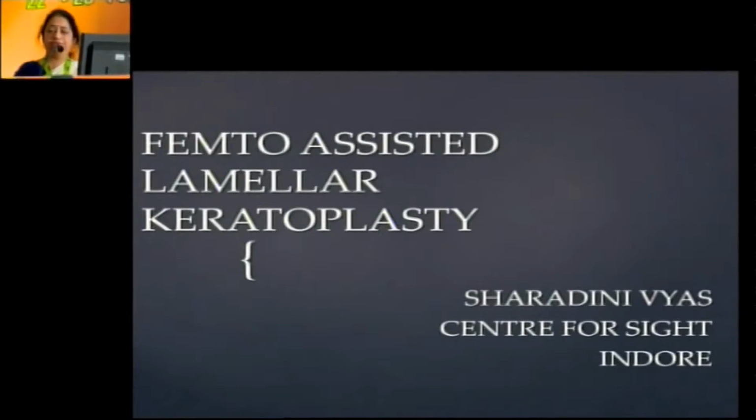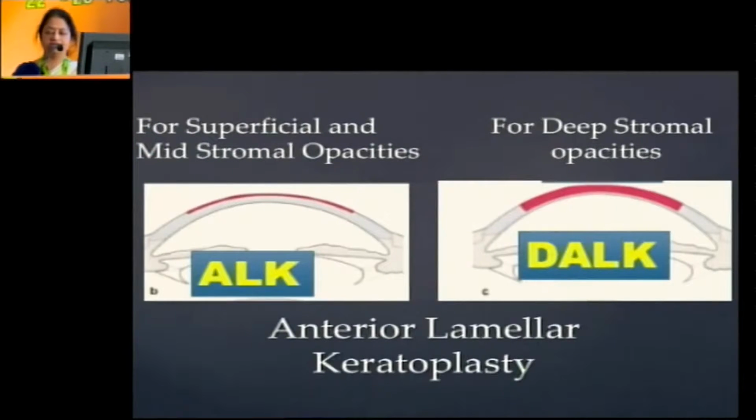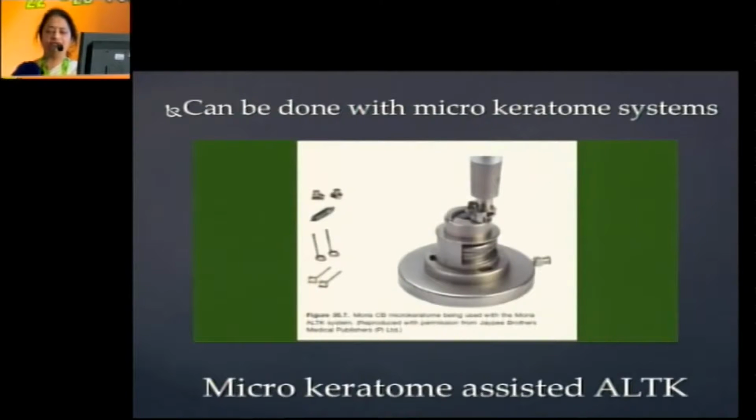So, the first topic is about femto-assisted lamellar keratoplasty, and as we know, the lamellar grafts available today are the anterior lamellar graft for the anterior and mid-stromal scars, the deep anterior lamellar graft, and then you have different endothelial grafts. What we will be focusing on is the anterior and mid-stromal opacities, the treatment in the form of anterior lamellar keratoplasty.